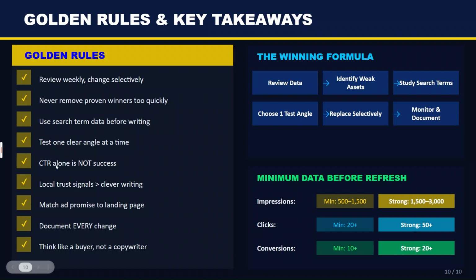Number five is click-through rate alone is not success. If people click but do not convert, you just have expensive traffic. What matters is quality leads. Rule number six is local trust signals matter more than clever writing. City names, reviews, response time, and also license details. This beats creative wordplay every time for a local service business.